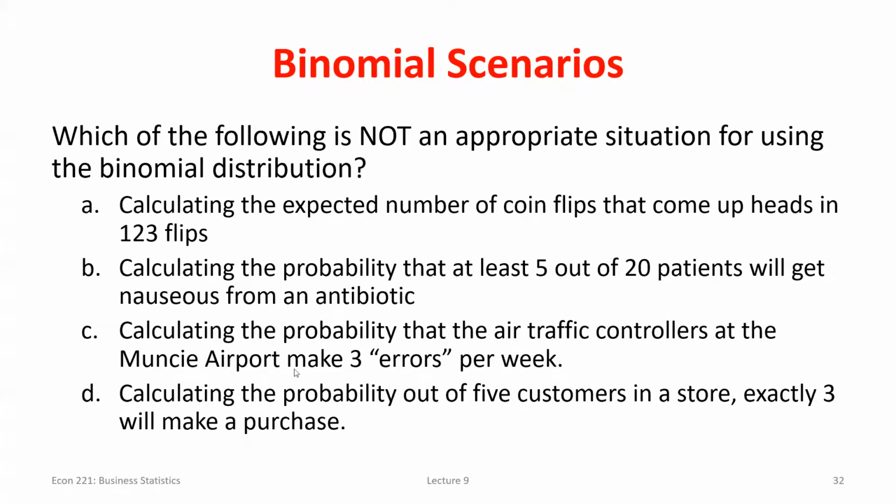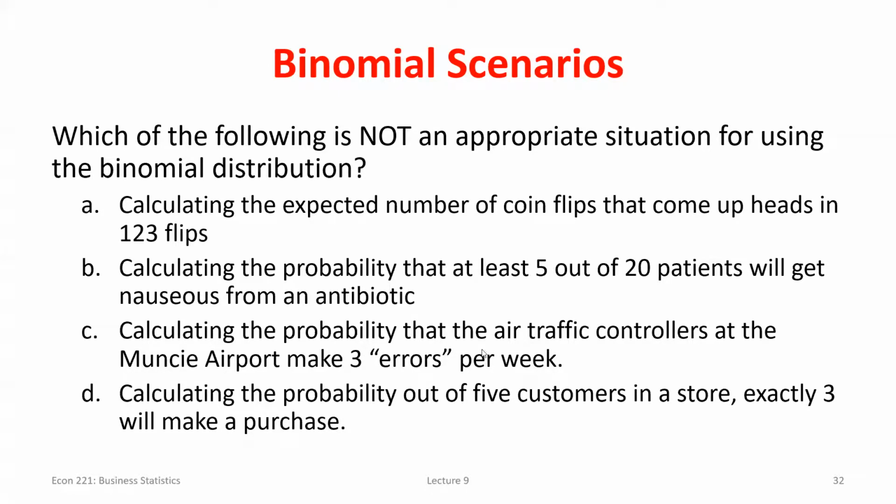Okay. Calculating the probability that air traffic controllers at the Muncie airport make 3 errors per week. Well, okay, the success is that they make an error. Kind of weird, but the failure is that they didn't. The probability that I make an error on any given flight, or any given landing, is probably the same. But what am I capped out at here?